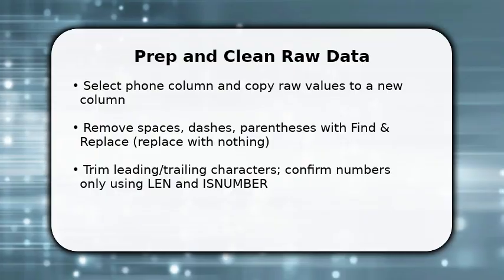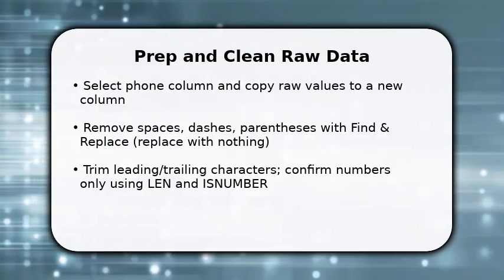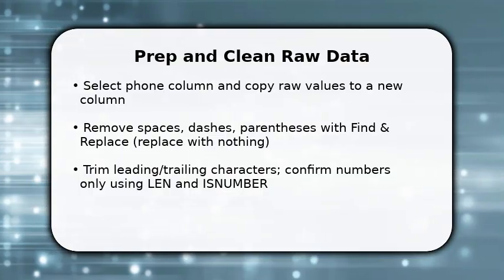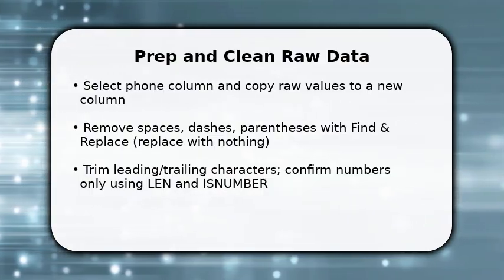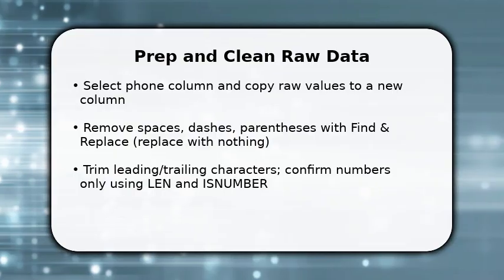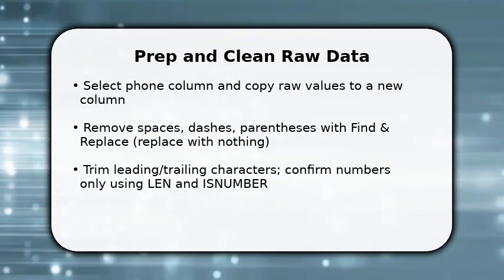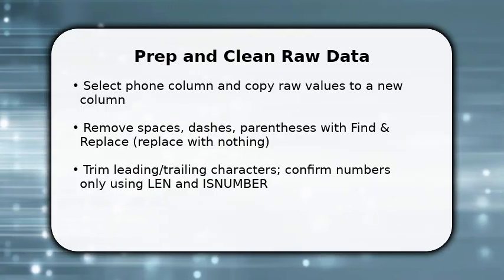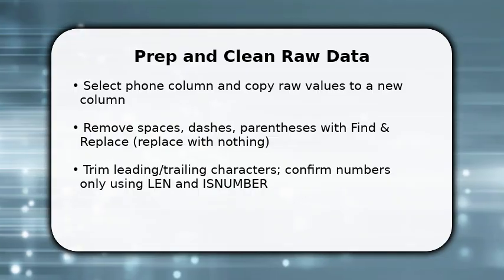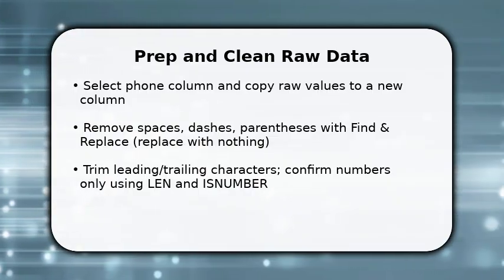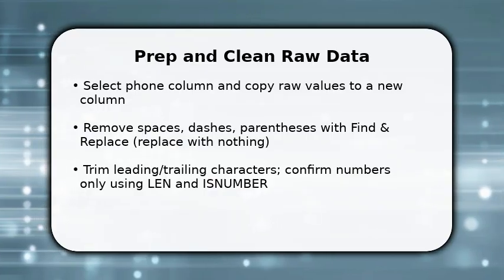You start by isolating the raw phone column and removing obvious noise. First, copy the original column to preserve data. Then use find and replace to remove spaces, dashes, parentheses, and plus signs so you have contiguous digits. Once done, run a quick check with LEN and ISNUMBER to verify lengths and that entries are numeric.